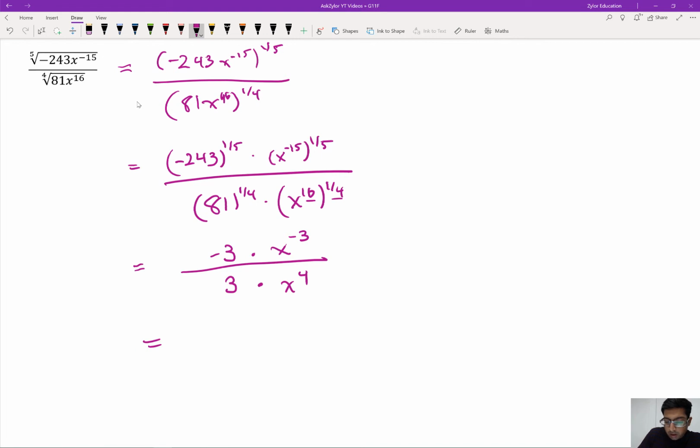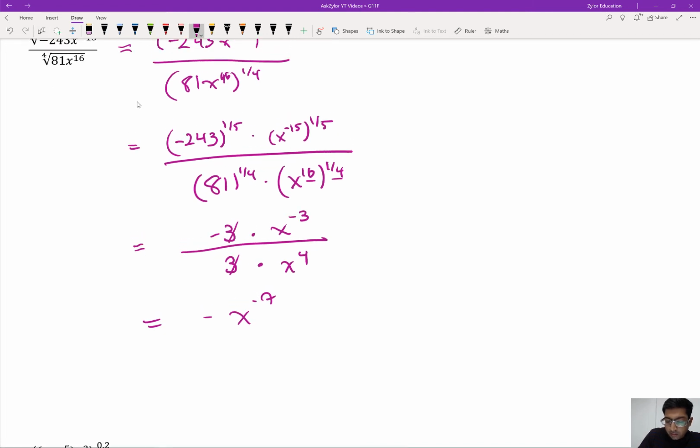Now we just need to simplify. So the 3's will cancel. And so we're left with negative x and then minus 3 minus 4, which gives us negative 7. So I'm just subtracting the exponents at the end. And that gets us our final answer, which you can write as negative 1 over x to the positive 7.